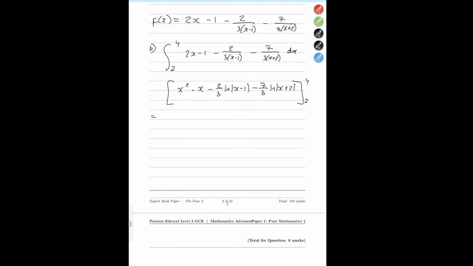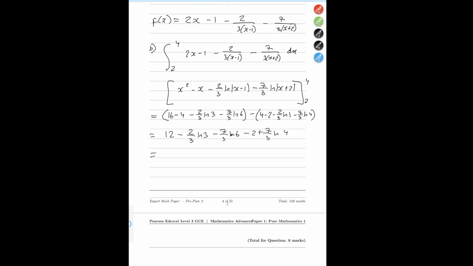So now we can just go straight into substituting our values in. 16 minus 4 minus 2 over 3 ln of 3. So I don't actually have to use the modulus sign anymore because it's positive. Minus 7 over 3 ln of 6 minus 4 minus 2 minus 2 over 3 ln of 1 minus 7 over 3 ln of 4. So we can start off by cancelling ln of 1 because the ln of 1 is equal to 0. So we get 12 minus 2 over 3 ln 3 minus 7 over 3 ln 6 minus 2 plus 7 over 3 ln of 4.